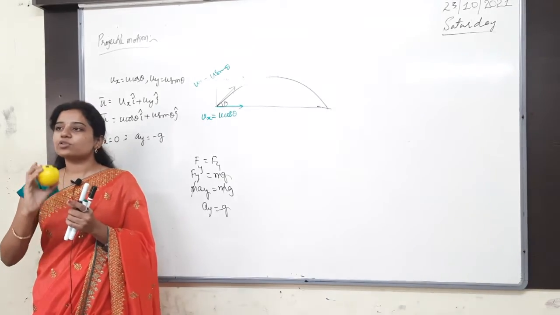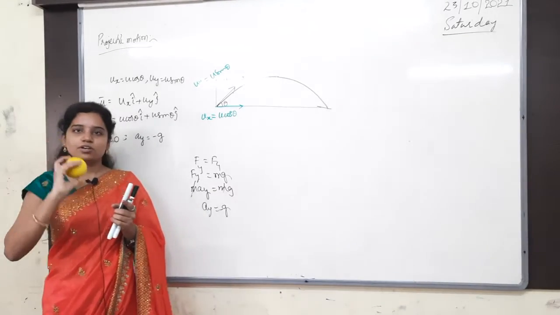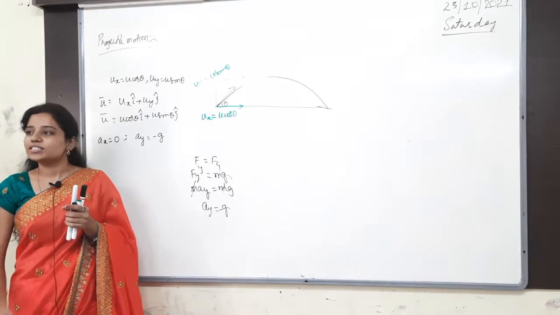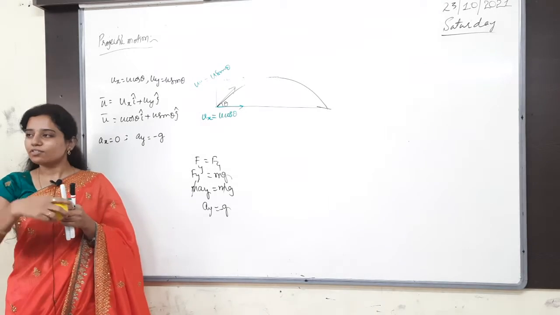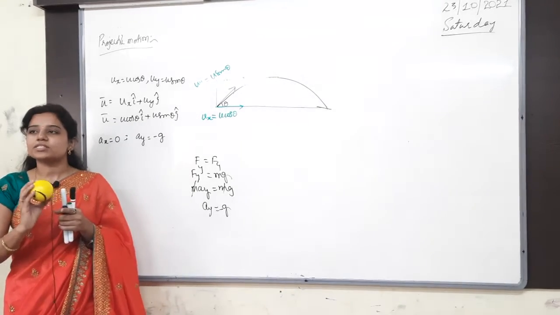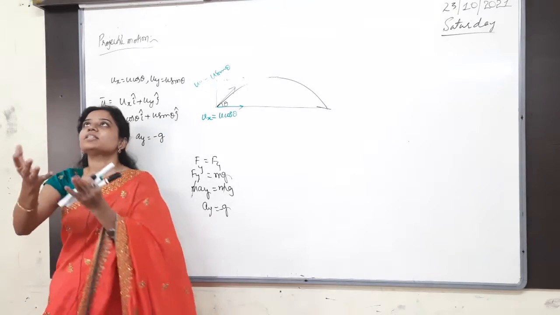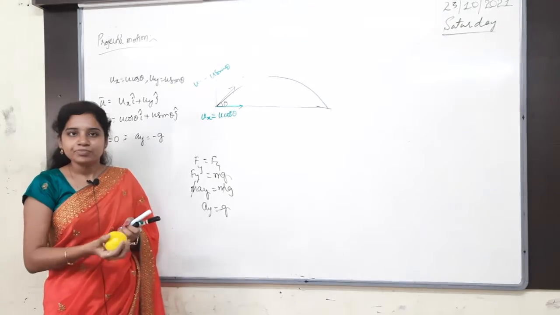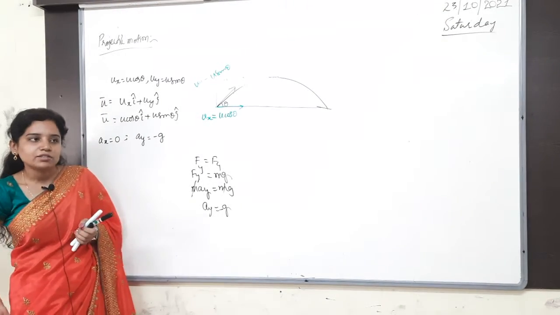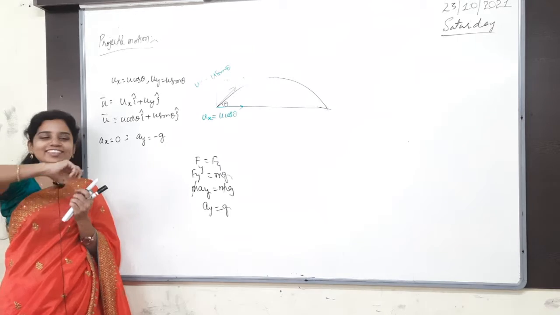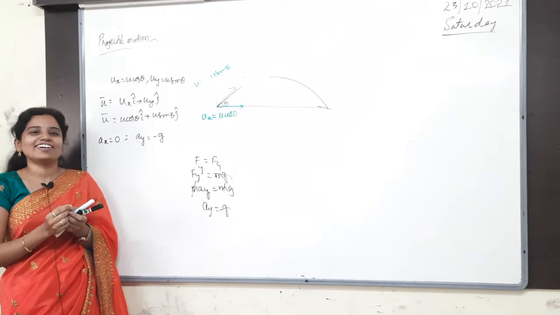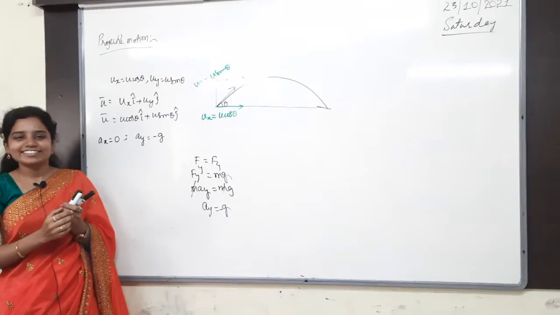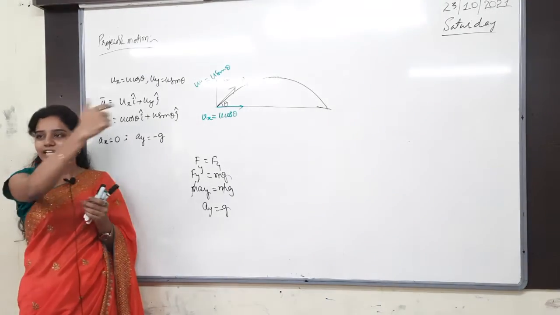Then whenever I throw with some angle, like this, we have to give some initial velocity u and an angle theta. Theta should not be equal to 90, because if theta equals 90 it is a vertical direction, and that is not what we are discussing in projectile motion here. Theta should not be equal to 90, so I will throw in this direction, and it follows the projectile motion.